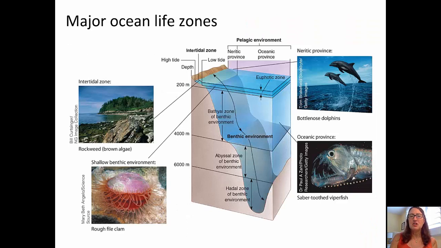So we'll start off in a big picture with the major ocean life zones. And here we can see a diagram that shows us with depth and distance from the shore, the zones. So intertidal zone is the first zone we'll talk about. Then we'll talk about the benthic environment. And then we'll move on to pelagic environment. So we'll talk about the neritic province and the oceanic province.